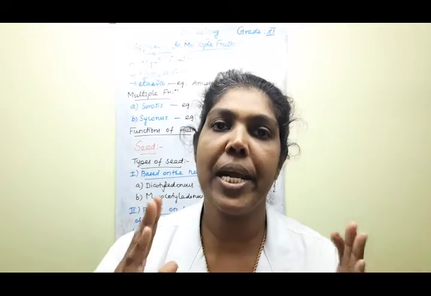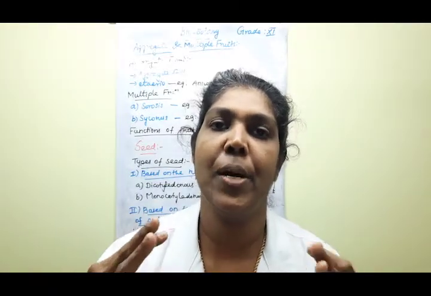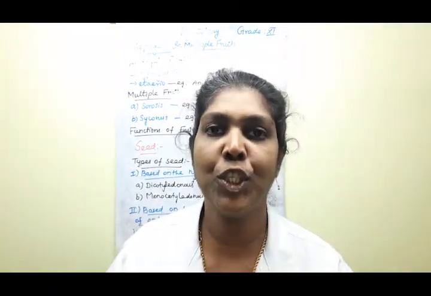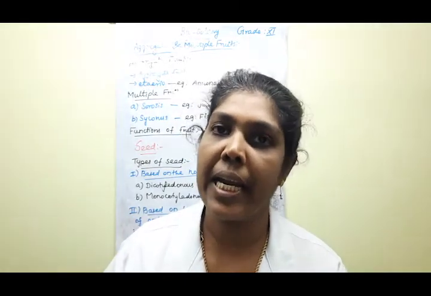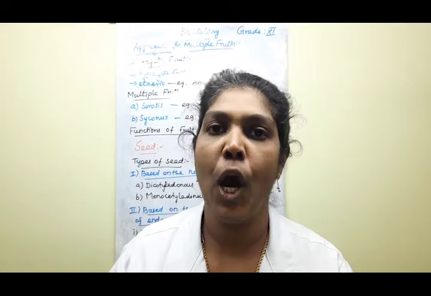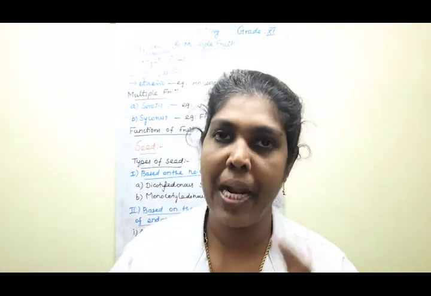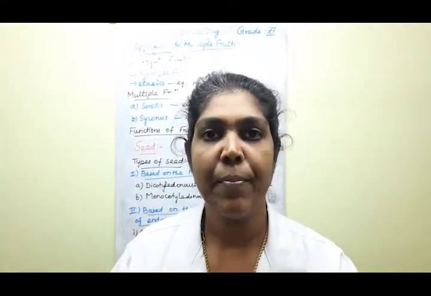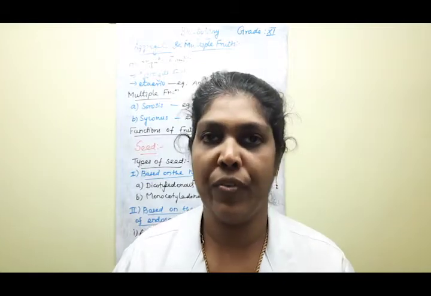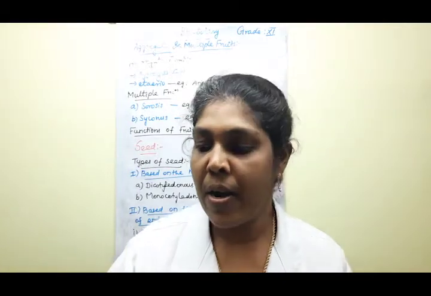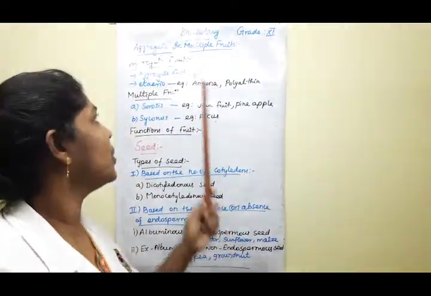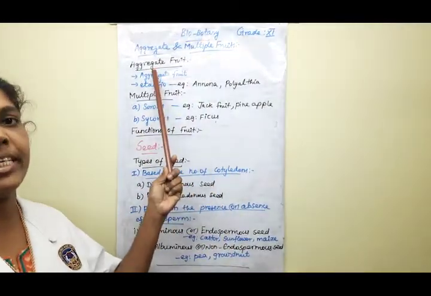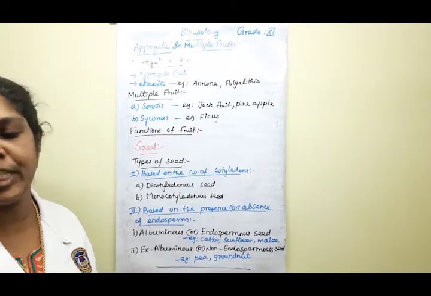Okay, so in today's class we are moving to learn about the next, the second major type of fruit, which is the aggregate fruit, and multiple or composite fruit. Okay, so aggregate fruit and multiple or composite fruit. First one we are going to learn about is the aggregate fruit. So the second type of major fruit is the aggregate fruit.